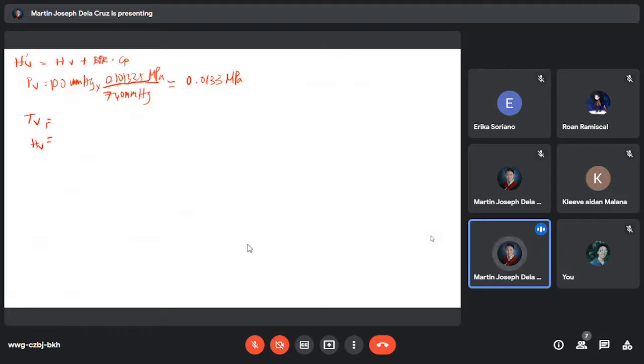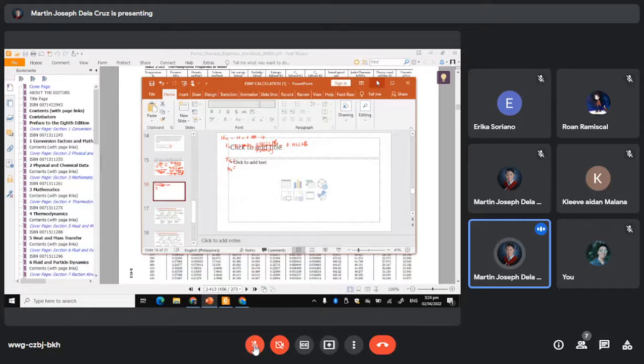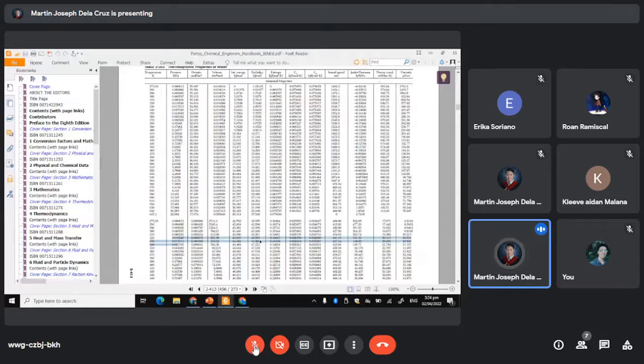So, meron na ba temperature of your evaporator? Yes. 42.186 po yung HV. I think dapat between siya ng 46.582 and 46.9. No? So, dapat between siya ng 46.582 and 46.9.